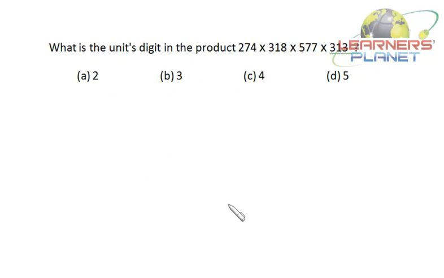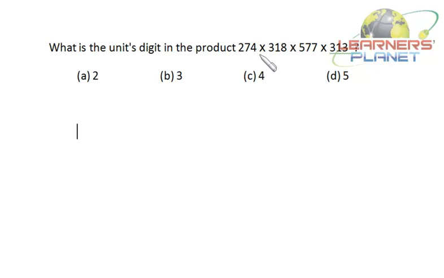Now let's take the first example over here. What is the unit digit in the product of 274 into 318 into 577 into 313? Friends, it is very easy to solve. You don't even need a paper and pen. What you can do is start multiplying the unit digits, and if you get a tens digit in the multiplication, you can drop that.